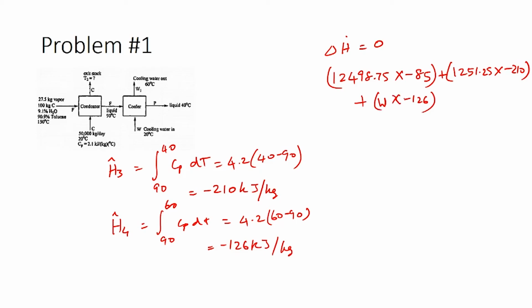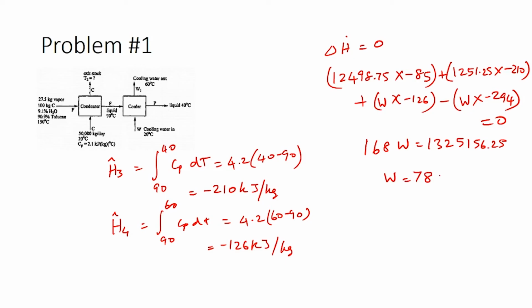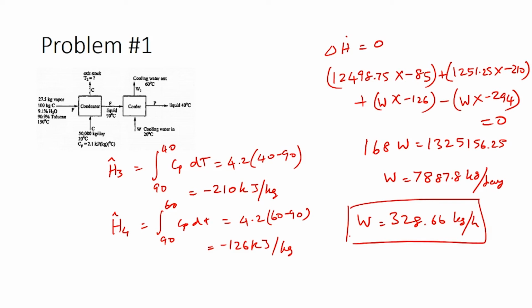So, these are the enthalpies for the outlet stream, and for the inlet stream you only have the cooling water which is entering, which would be minus W times minus 294, and this is equal to 0. This equation can then be simplified to get 168 W equals 1325156.25, giving a value for W as 7887.8 kilograms per day. The problem asks us to calculate the water mass which needs to be fed per hour. So, dividing this by 24 we get W equals 328.66 kilograms per hour.